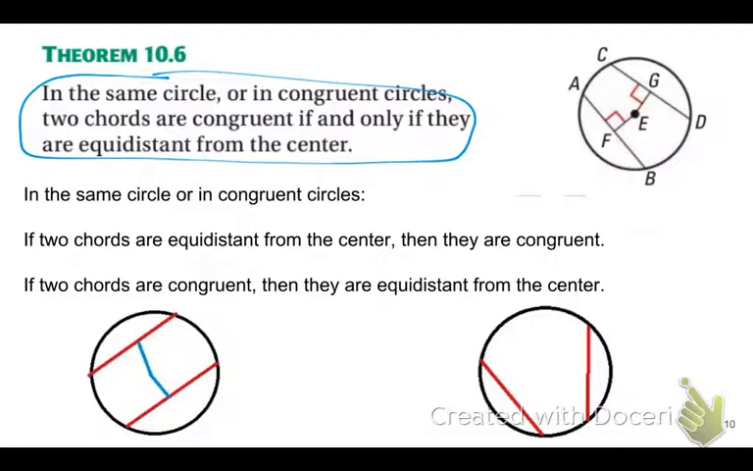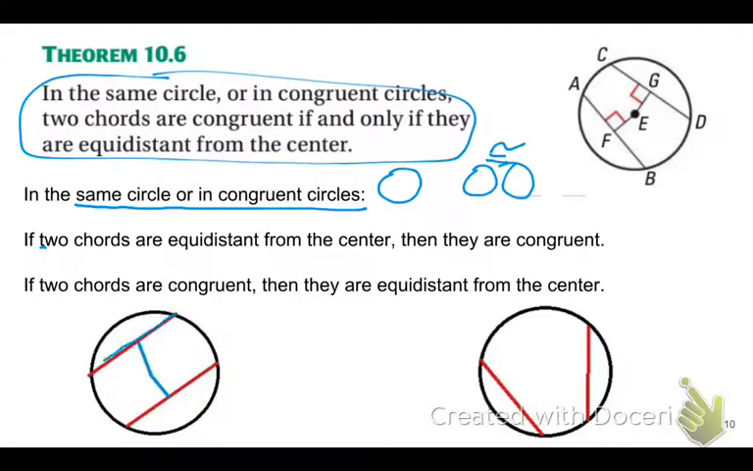So again, we have in the same circle or congruent circles. Okay, so this applies whether we have one circle or two circles that are congruent. Now let's look at this first one. If two chords, 1, 2, are equidistant from the center. Okay, so that means that here's our center.